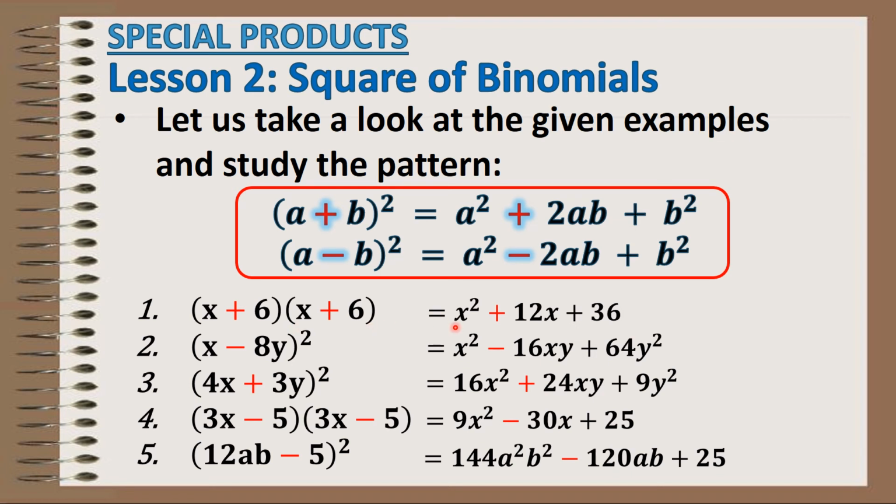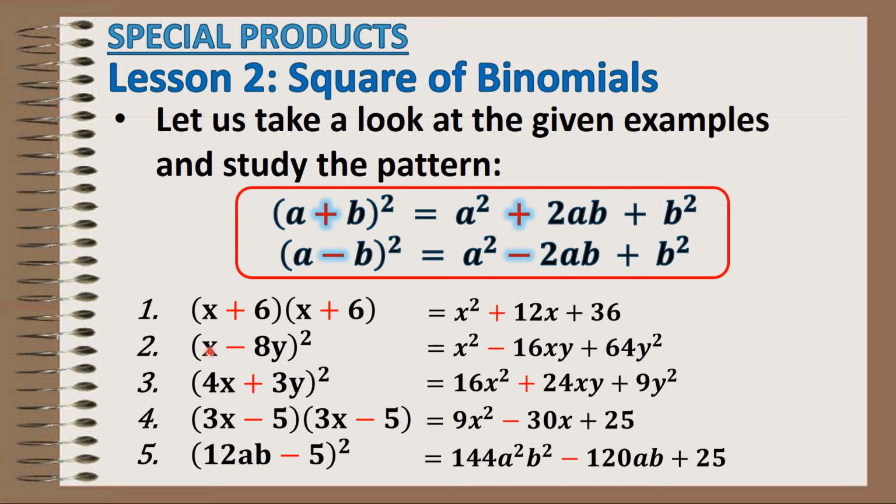is equal to, square the first term, our first term is x, that becomes x squared. Twice the product of the two terms, we have x times 6, that is 6x times 2, that is positive 12x. And get the square of the last term, we have 6 squared, that becomes positive 36.